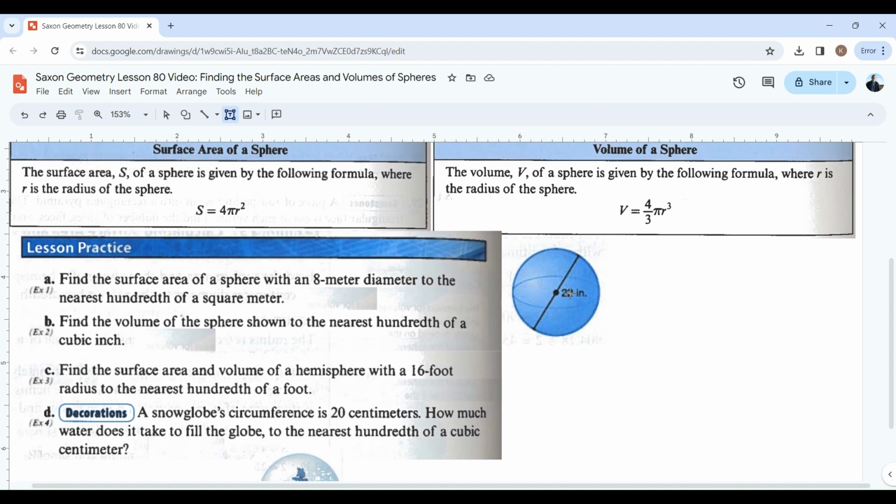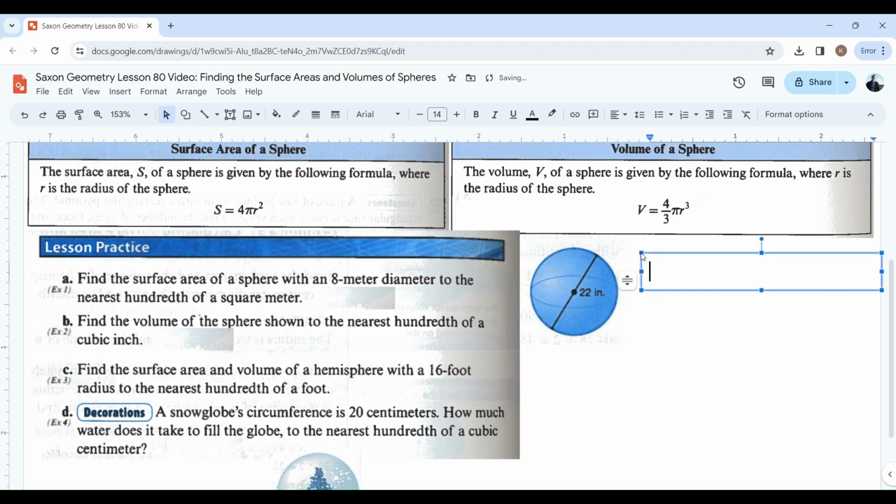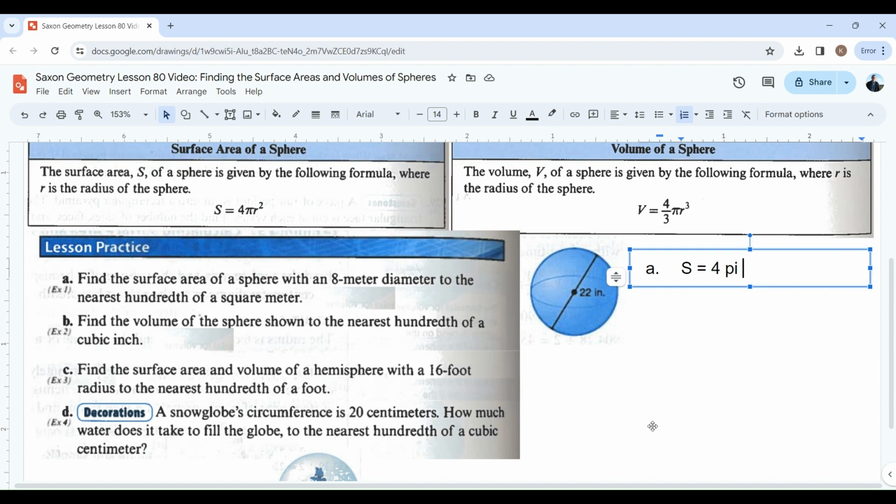All right, so letter A. Find the surface area of a sphere with an 8-meter diameter to the nearest hundredth of a square meter. So the surface area of a sphere is simply S equals surface area equals 4 times pi times the radius squared. And our problem says our diameter is 8 meters. We need to find the radius. The radius is going to be half of that. So this is going to be 4 squared. Well, 4 squared can just be simplified to 16.